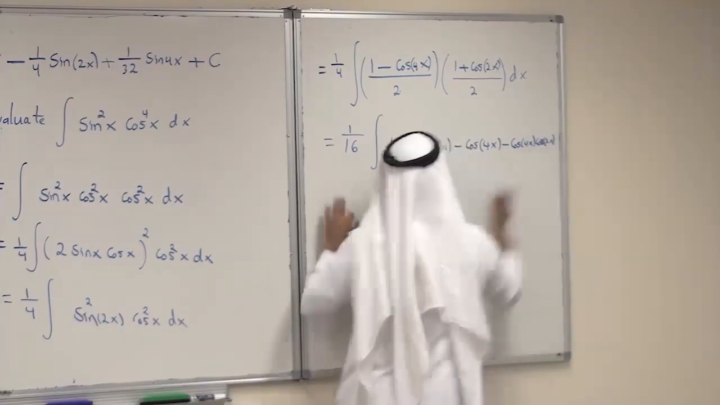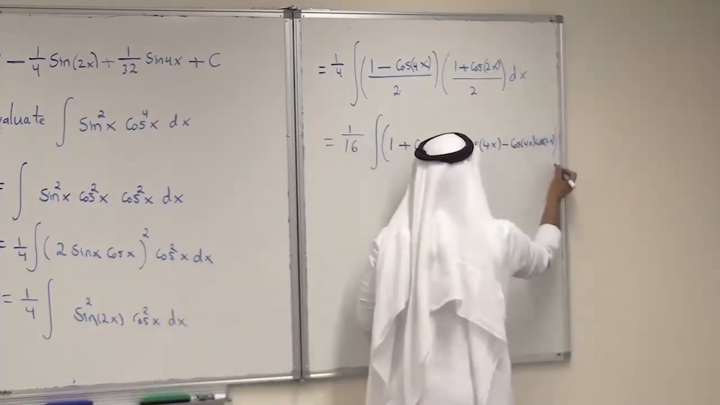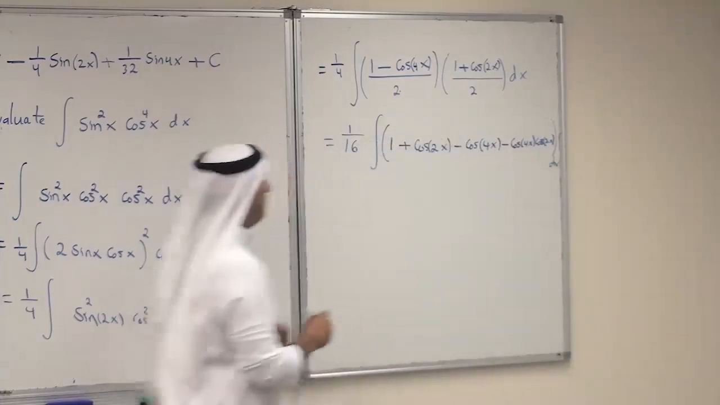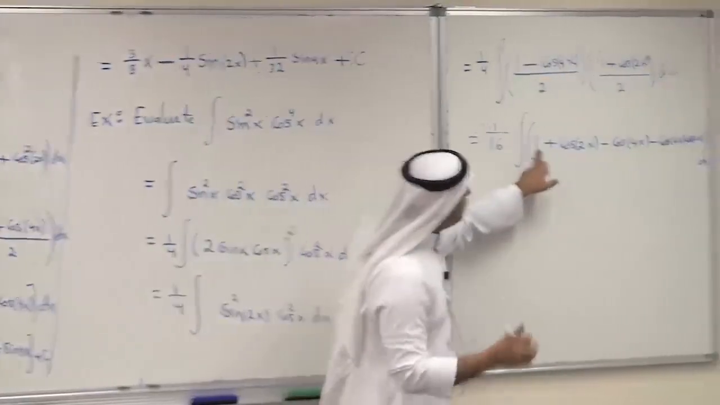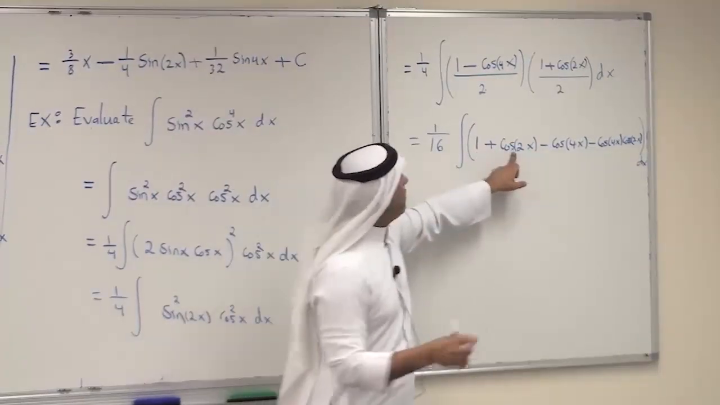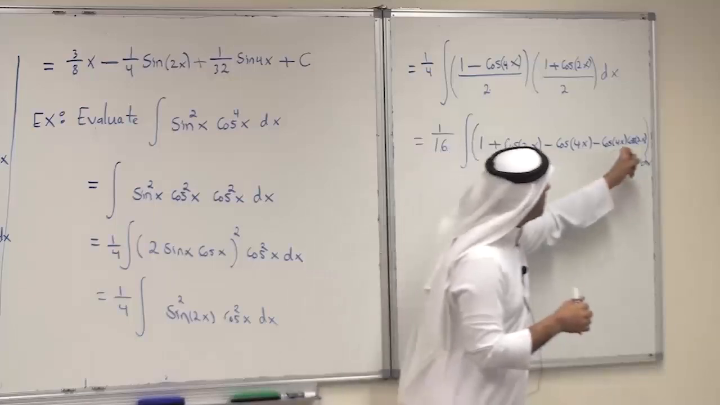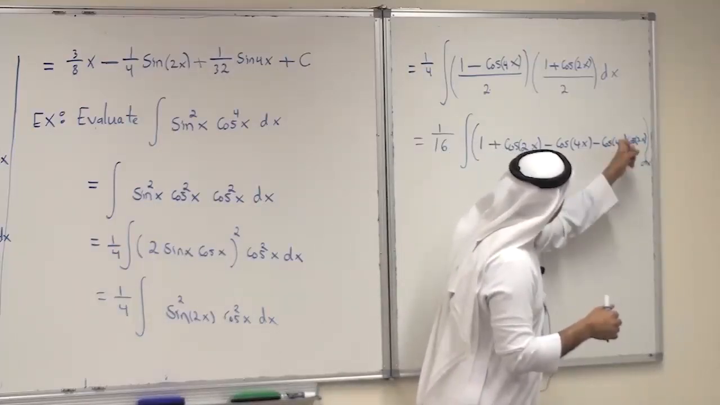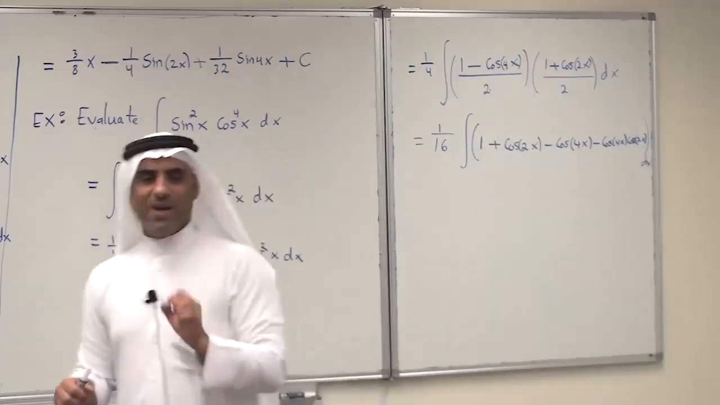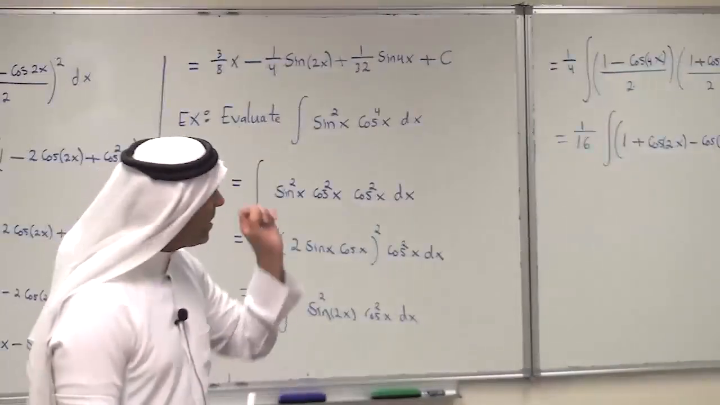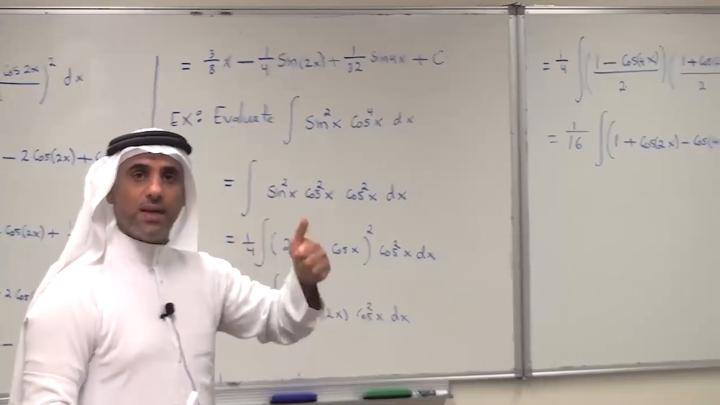Cosine 4x multiplied by cosine of 2x. Of course, I integrate everything here with respect to x. Look here, we have 4 terms. The first one is easy to integrate. The second one is easy to integrate. The third one is easy to integrate. But the last one is so interesting. I have cosine 4x, cosine 2x. How to simplify it? How to integrate cosine cosine, or sine sine, or cosine sine?